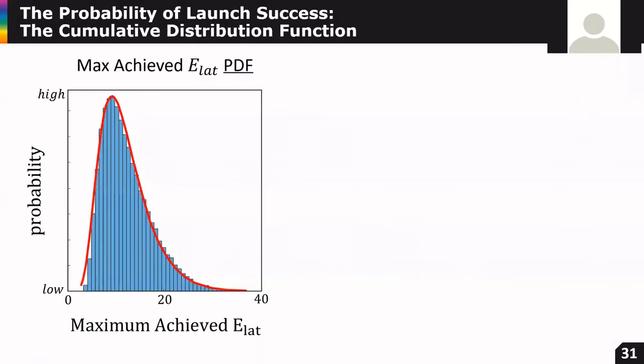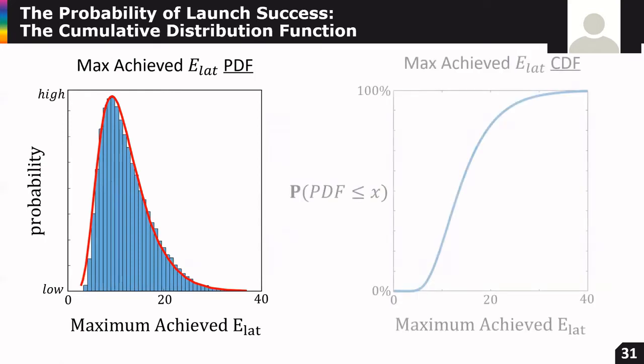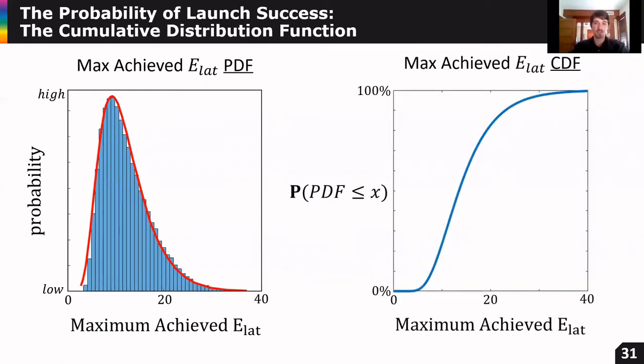So now that we have the probability density function for the maximum achieved lateral energy given a distribution of perturbing forces, we can analyze the probability of launch success, the probability of flight stability, by analyzing this PDF's cumulative distribution function. The cumulative distribution function describes the probability that the PDF is less than or equal to a certain value. Let me show you what that means.